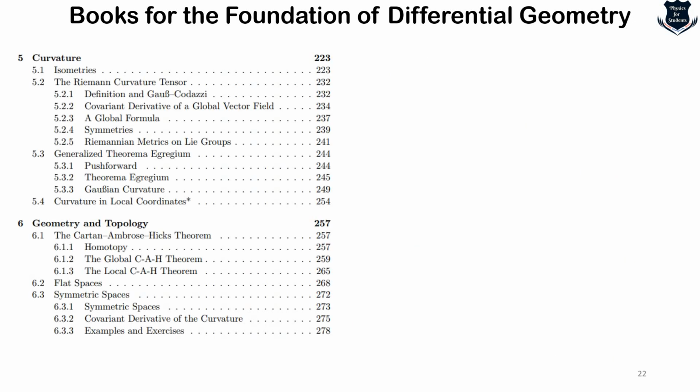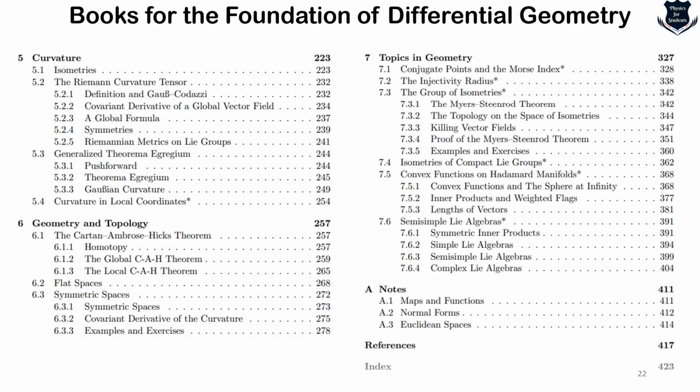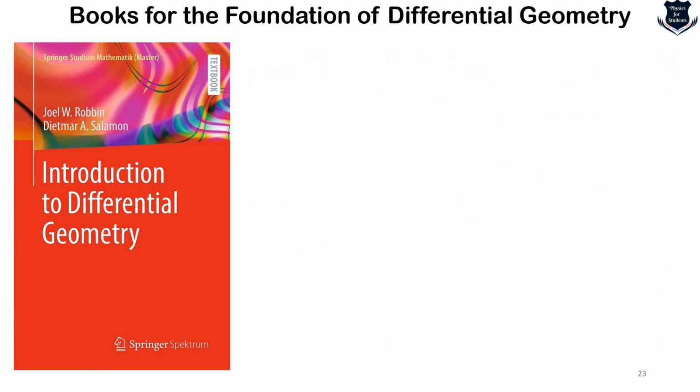Apart from that, it will also cover the Riemann curvature tensor. So the curvature part is covered, including theorema egregium, geometry and topology, and then the topics in geometry, chapter 7, which is the Killing vector fields, the Lie groups, the isometry of Lie groups, and so on. So let me show you what I feel about this book after showing you the content.